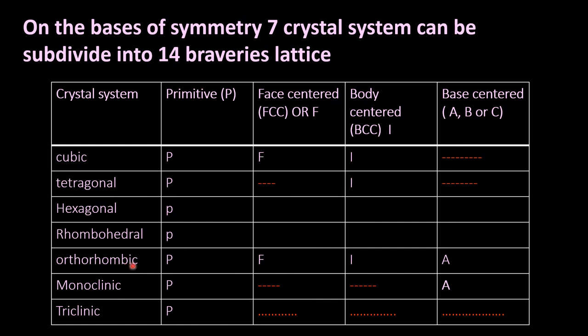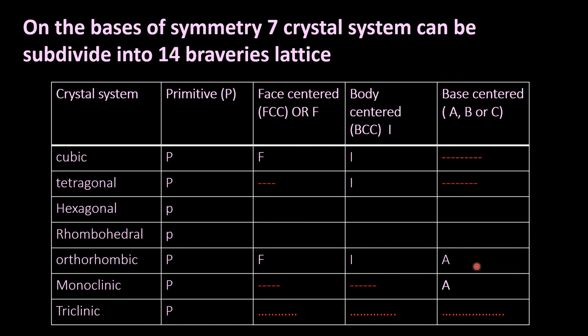And then there is orthorhombic. The orthorhombic crystal structure has all 4 types of Bravais lattice. That is primitive, face-centered, body-centered and base-centered. Now we discuss the base-centered. In the base-centered orthorhombic Bravais lattice, we have the atom at the corners of the orthorhombic cell and then an atom at the base. It depends on the position of the base-centered atom. It can be either A type, B type or C type.